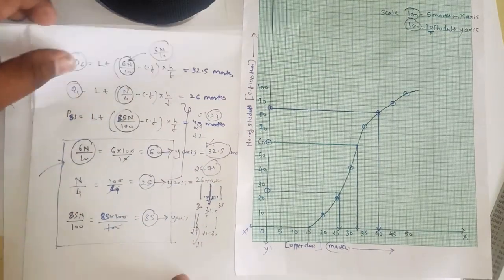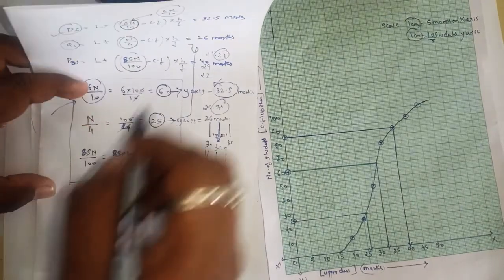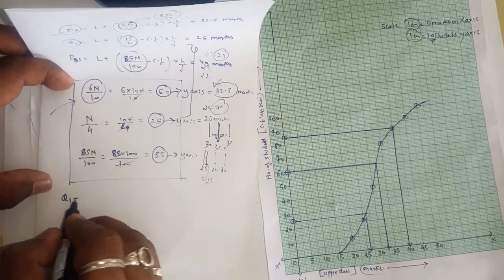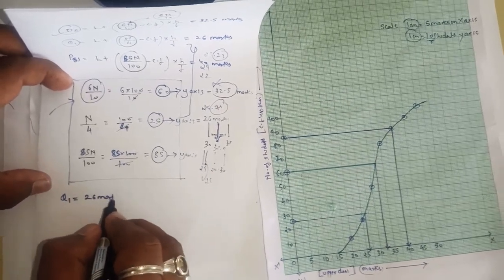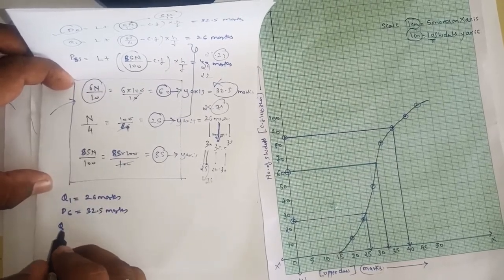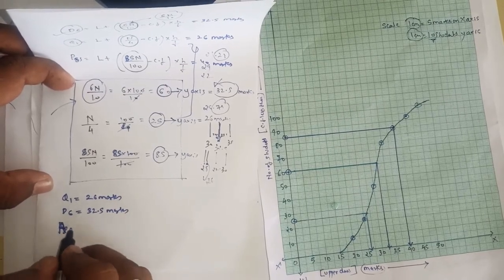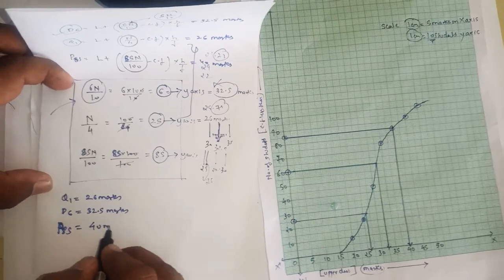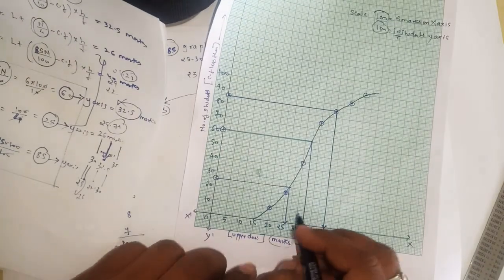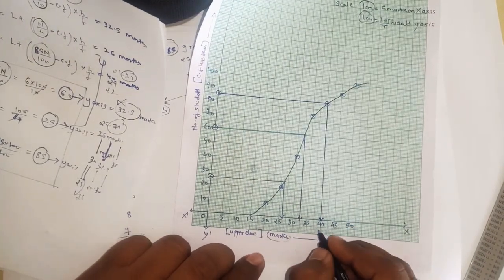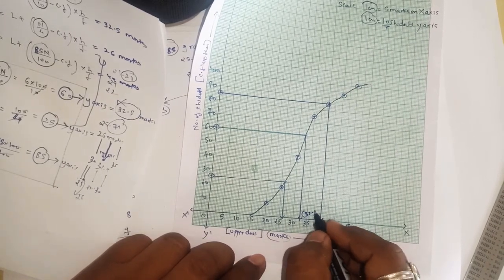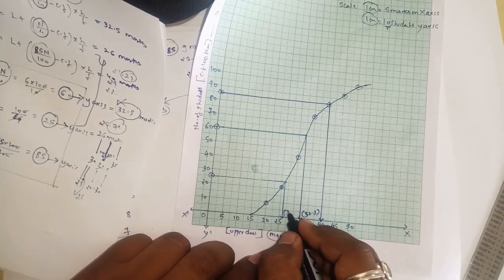So here you will write the final answer. This was the rough work, so here you will write the answer. Q1 is 26 marks, D6 is 32.5 marks, and P85 is 40 marks. Here also, if you want, you can mention the answers: 40, 32.5, 26.